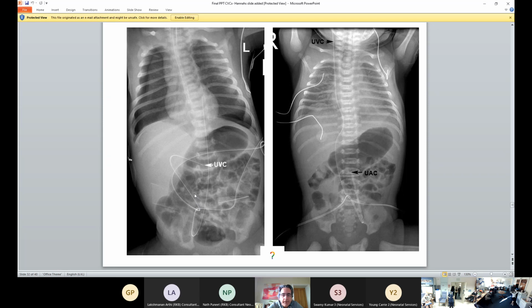And this UVC has obviously turned in the portal vein and has gone down to here. I just wanted to know the number of this vertebra. So this is L1, L2, L3. So that's probably the mesenteric vein, the superior mesenteric vein. Anyway, this is the wrong position.